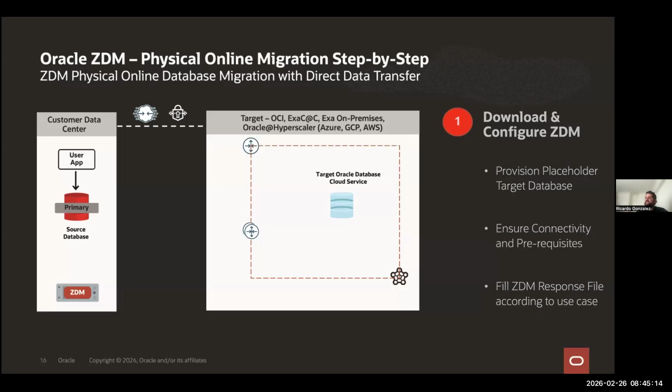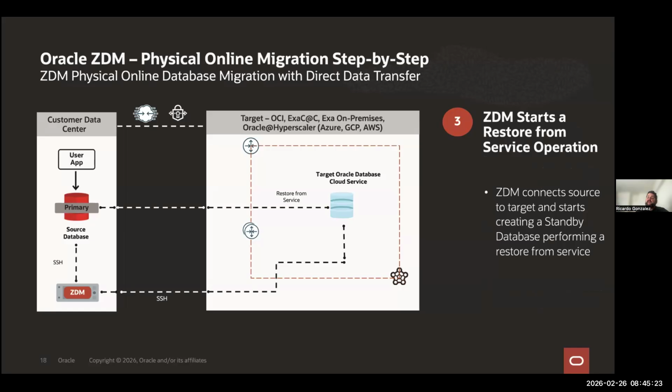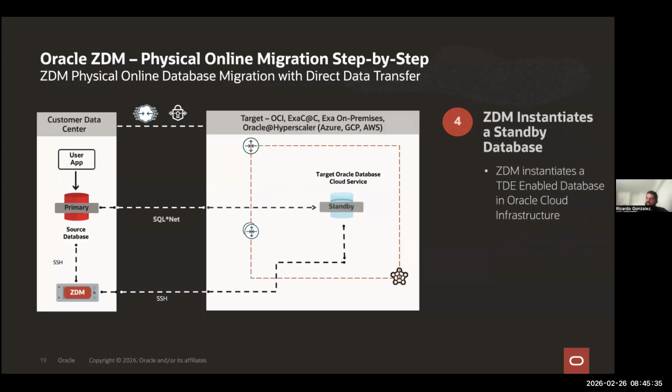So basically ZDM connects to source and target, ensures that everything is in place, and performs all the different pre-checks that we run. Then we connect to the source and say, hey, please connect to the target database and start doing a restore from service. And I also want you to perform an encrypt and restore for this target database. So go ahead and do that. ZDM just queries until that is in place. And then once we're finished, right?